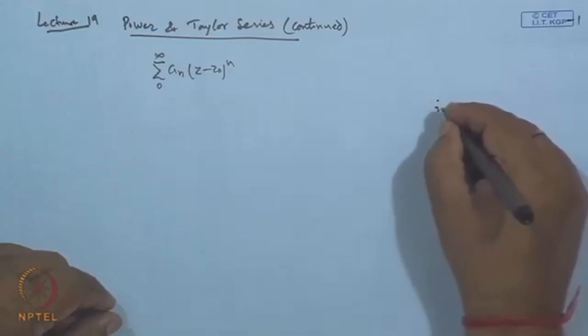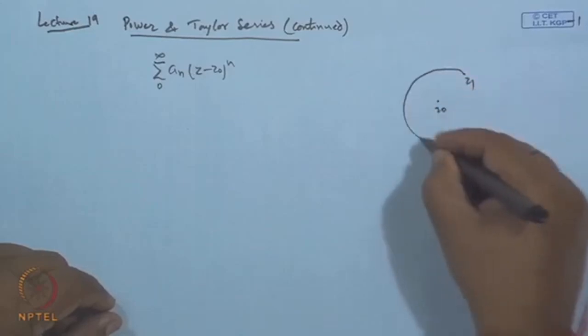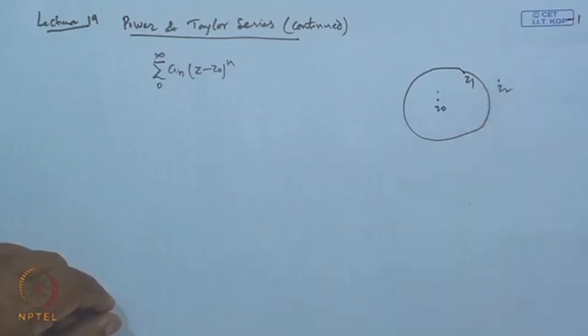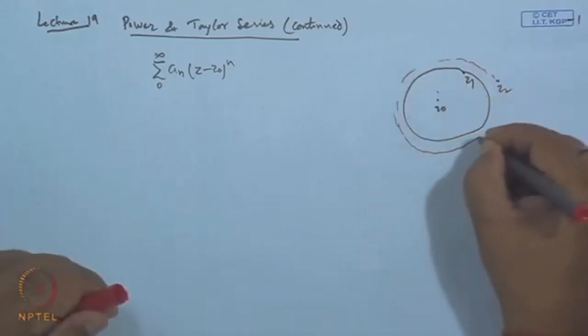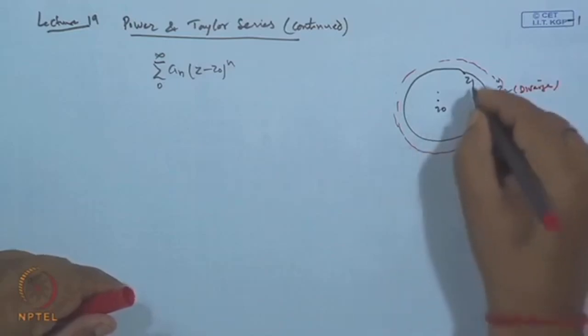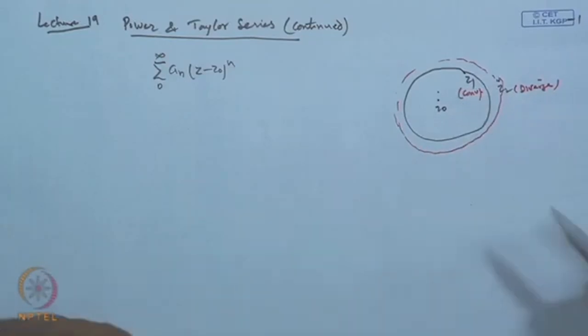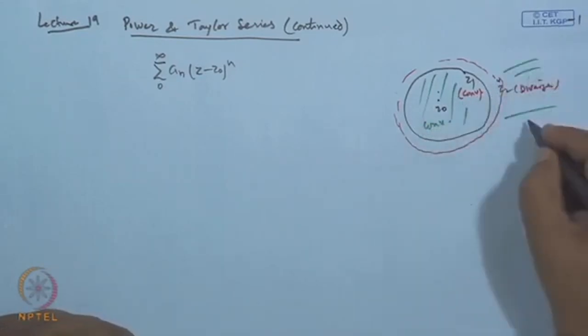And this follows from the previous result which we have already discussed: if the series with center z naught converges at a point z 1, then it will converge at every point inside this z 1, and if it diverges at a point z 2, then it will diverge outside of this. Here this is the point for convergence, and this is the point for divergence. All the points inside, the series will converge, while the points outside, it will diverge.